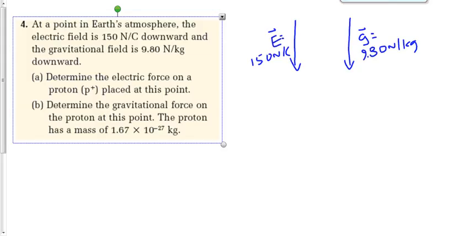We want to determine the electric force. So forget about gravity right now. If you want to determine the electric force on this particle, then we've got to use some kind of electric force or electric field equation, right? Generally, when we see electric force, we probably think F is equal to kQ1Q2 over r squared, Coulomb's law. The only problem is I don't have enough to do that. I don't know what r is. I don't know what the second charge is.